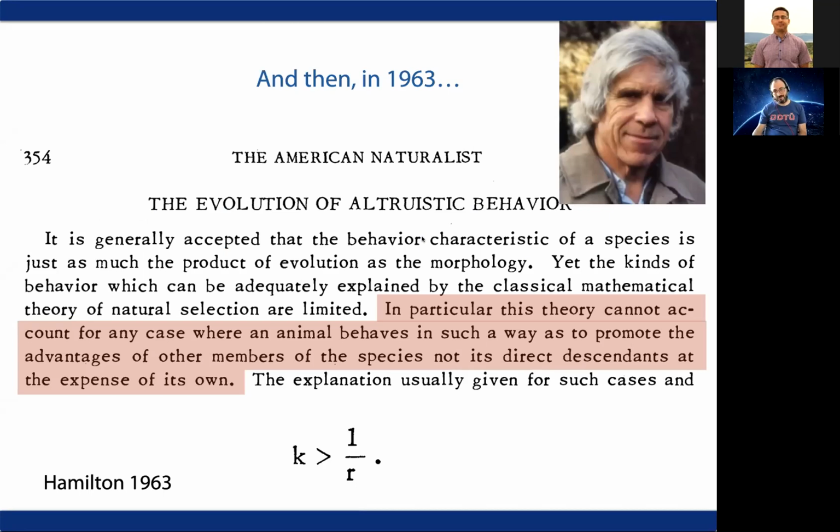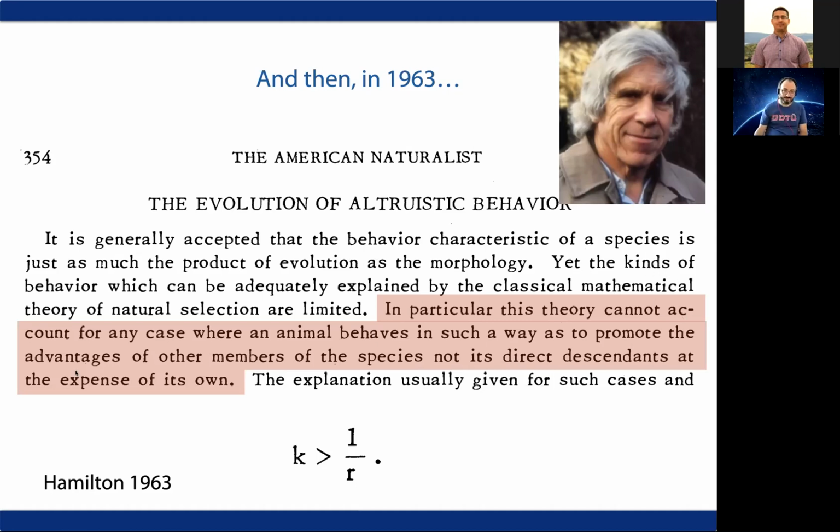This is a passage from a classic paper, slightly less known, but a delightful 2-page paper in the American Naturalist in 1963, called The Evolution of Altruistic Behavior. Altruistic behavior is the kind of behavior we just discussed. And he lays out this problem that we just saw. He basically said it is accepted that behavior characteristic of a species is just as much a product of evolution as the morphology, which we would not dispute at all at this point.